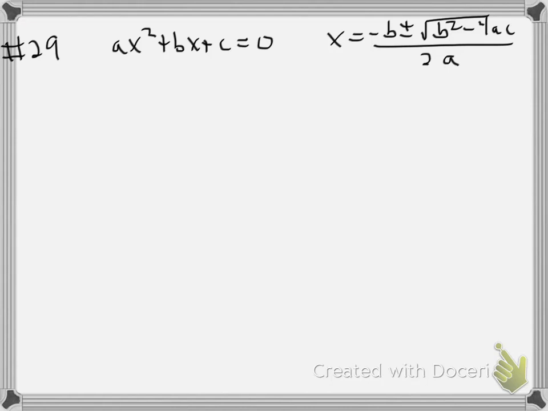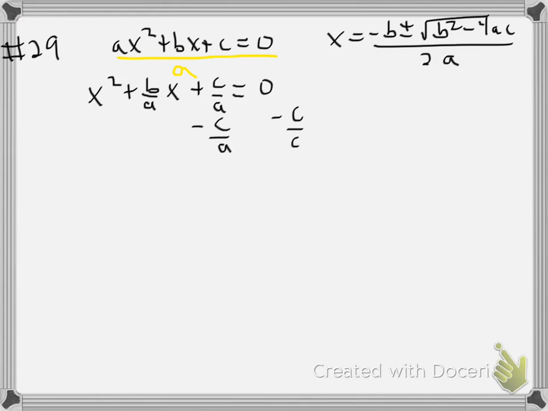First thing is I don't like to do completing the square with a variable in front of it. So what I'm going to do is recommend that we divide everything by a. Some of you don't like that, but that's what I showed you to do. So x squared plus b divided by a, x plus c divided by a equals 0. Now I'm going to subtract c over a from both sides so I can start completing the square. I'll leave a blank there. And we have negative c over a.